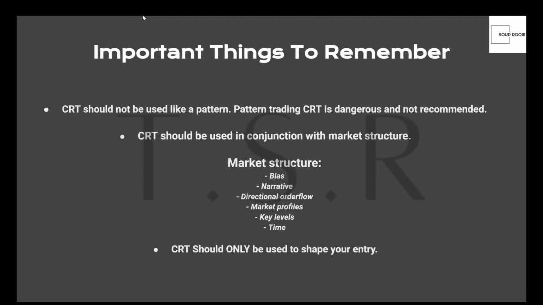What is market structure? Market structure consists of bias. Where is price going? Narrative. Why it should go there. Directional order flow. How is price actually moving and forming? Market profiles. Are we ranging? Are we manipulating? Are we distributing or expanding? Are we retracing? Are we reversing?